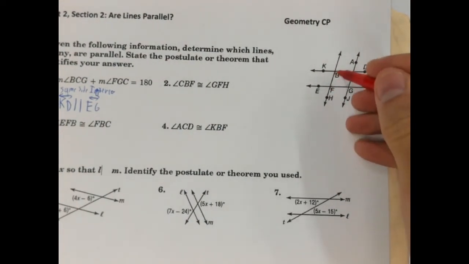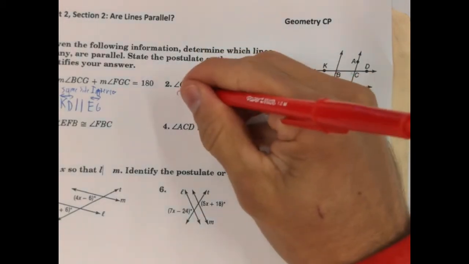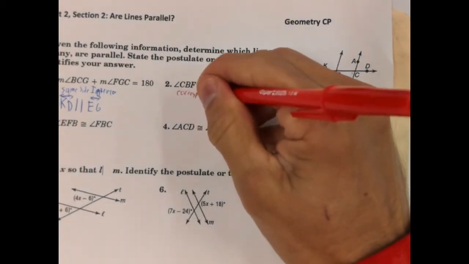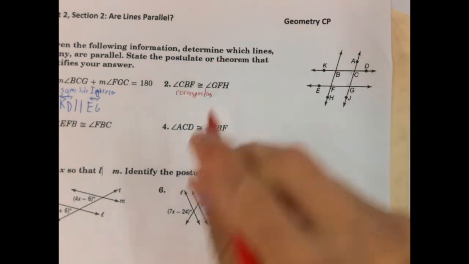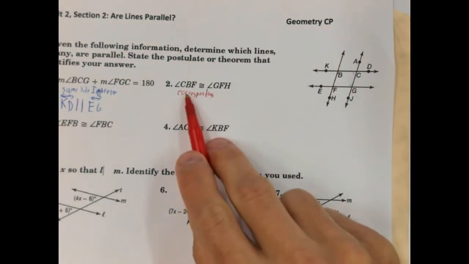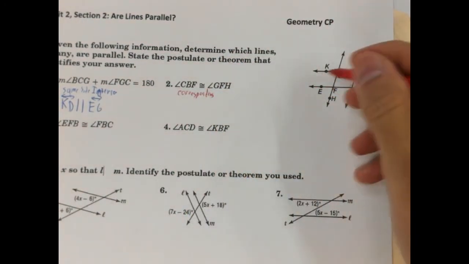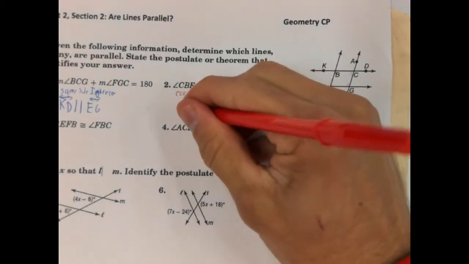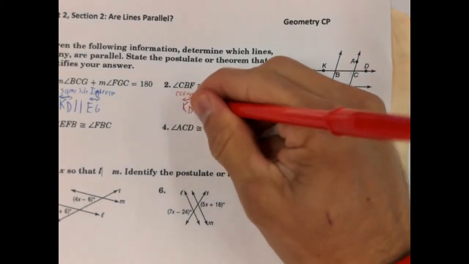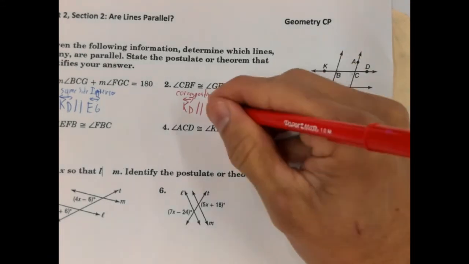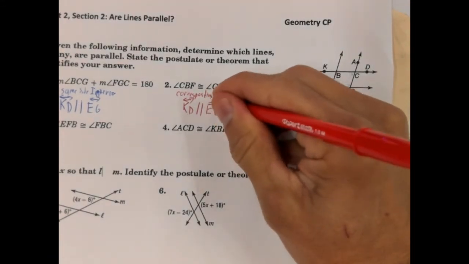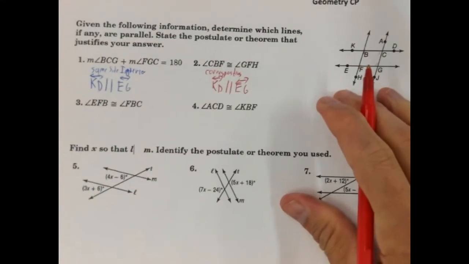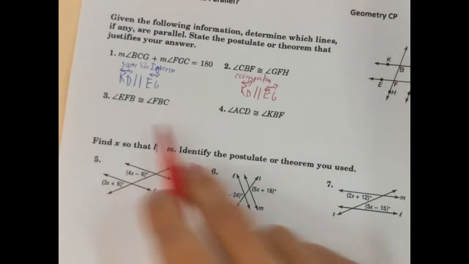So these two angles are actually going to be corresponding, and in order for those lines to be parallel, the corresponding angles would have to be congruent, which they are. So we're going to say these lines are parallel, so KD is parallel to EG. Okay. All right. Why don't you go ahead and try these on your own?